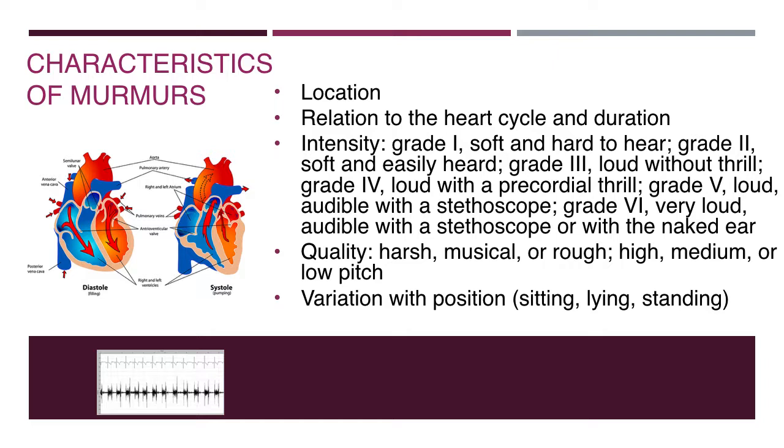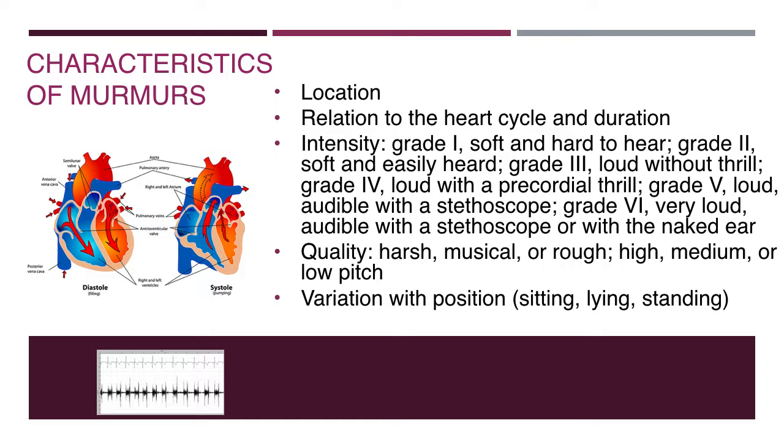A grade 2 murmur is also soft, but it's easily heard. These were the ones where the nurses would say, I definitely heard a murmur. I would call it a grade 2. And a grade 3 is loud without thrill. So you might say, well, what's a thrill? Well, a thrill is when you can feel that turbulence of the murmur as if you touch the chest. A grade 4 is loud with a precordial thrill.